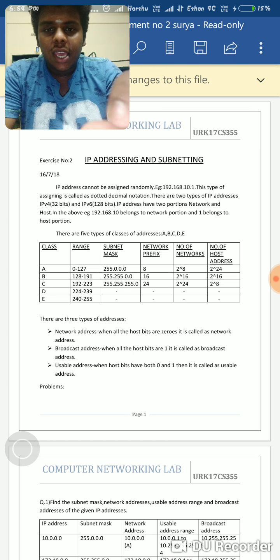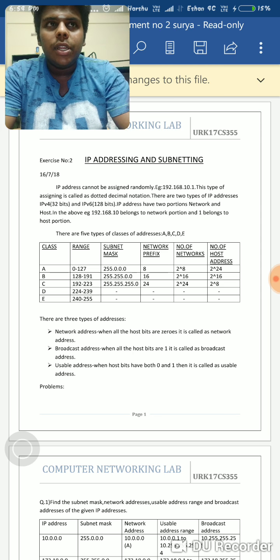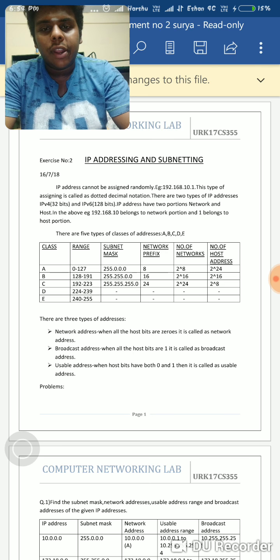For class A, the range will be 0 to 127, and the subnetting mask will be 255.0.0.0, and the network prefix is 8, and the number of networks is 2 power 8, and the number of hosts assigned is 2 power 24.